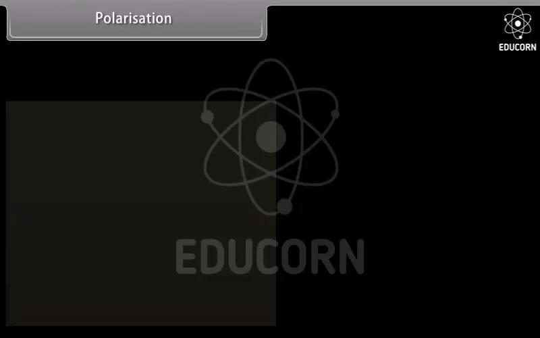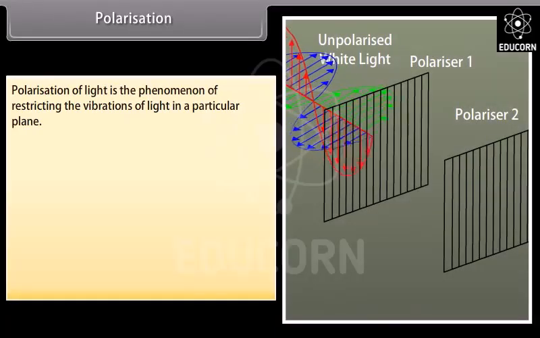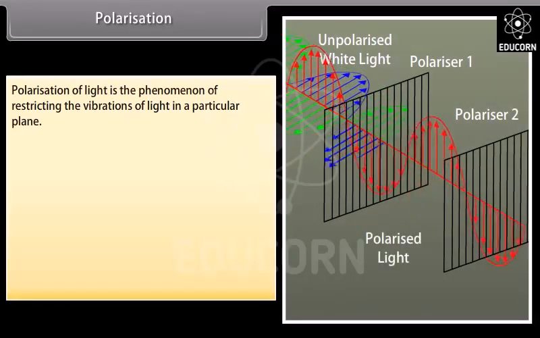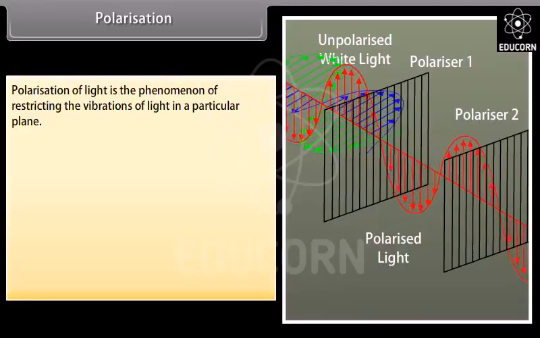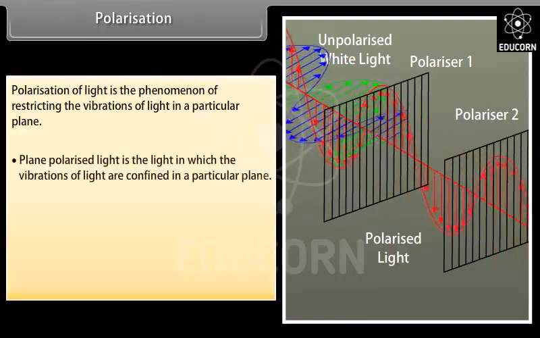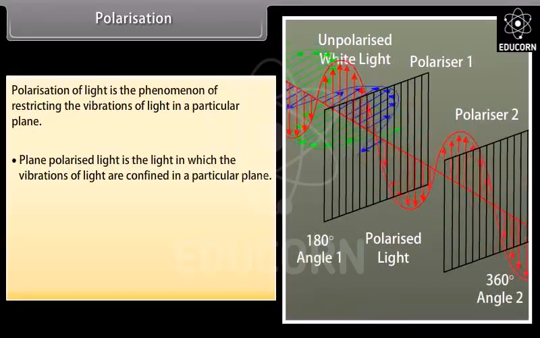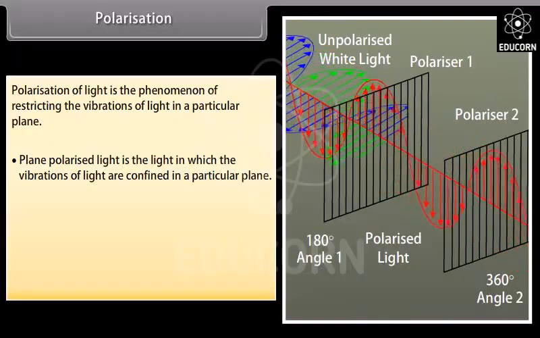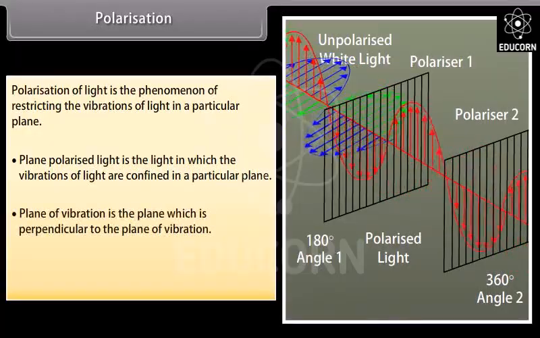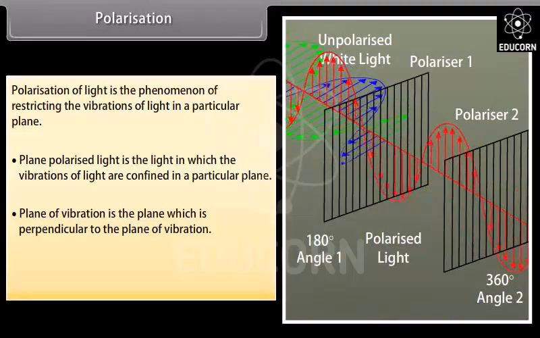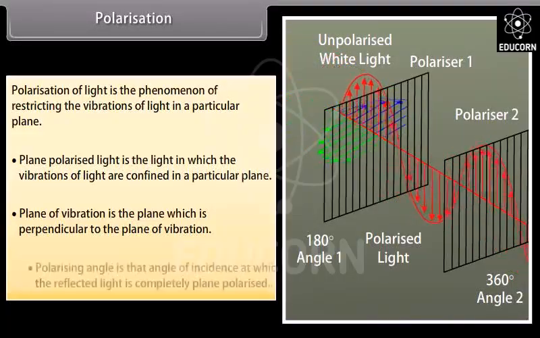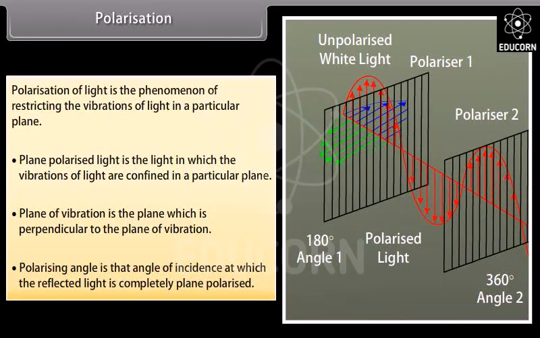Polarization. Polarization of light is the phenomenon of restricting the vibrations of light in a particular plane. Plane polarized light is the light in which the vibrations are confined in a particular plane. Plane of vibration is the plane which is perpendicular to the plane of polarization. Polarizing angle is that angle of incidence at which the reflected light is completely plane polarized.